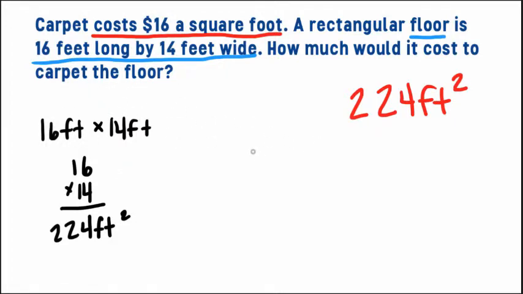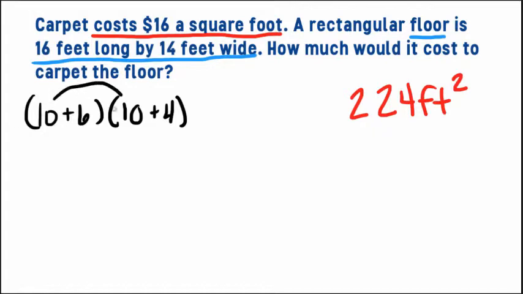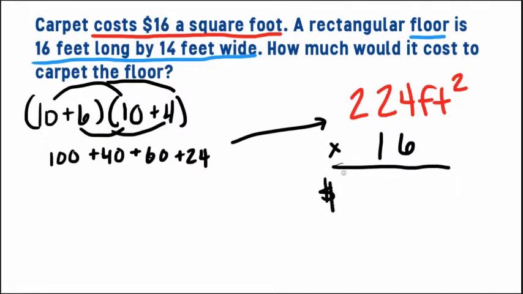What you are doing in this process is using the distributive property. If we rewrote our problem, we broke it apart: 10 plus 6, remember that? 10 plus 6 is 16, times 10 plus 4. That's the distributive property happening, because if we distribute the 10 to the 10, we get 100. If we distribute 10 to the 4, we get 40. The 6 to the 10 is 60, and the 6 to the 4 is 24, and that's all going to add up, remember these are all feet squared, to 224. So now we move on to our next step and say we're multiplying it by $16. So our answer is going to be in dollars.